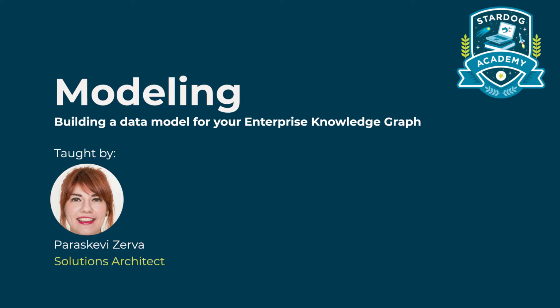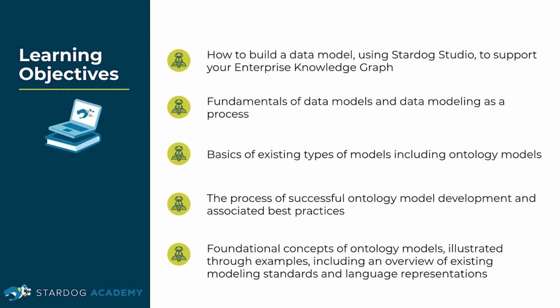So today I'm going to walk you through the foundational concepts and building a data model for your enterprise knowledge graph. In this training session, you will learn fundamentals of data models and data modeling as a process, basics of existing types of models including ontology models, main steps of ontology model development process and associated best practices, foundational concepts of ontology models through showcasing examples and existing modeling standards and language representations. And by the end of the training, you will know how to start and build an ontology model using Stardog Studio. So let's get started.